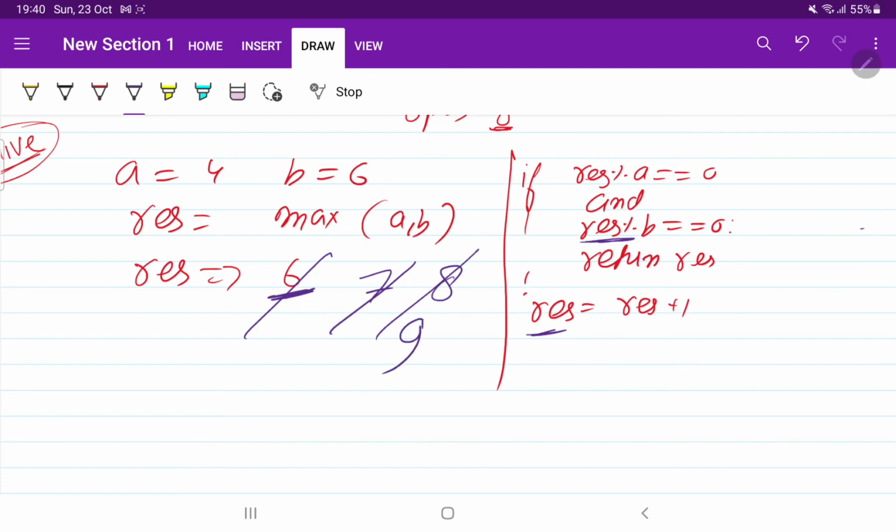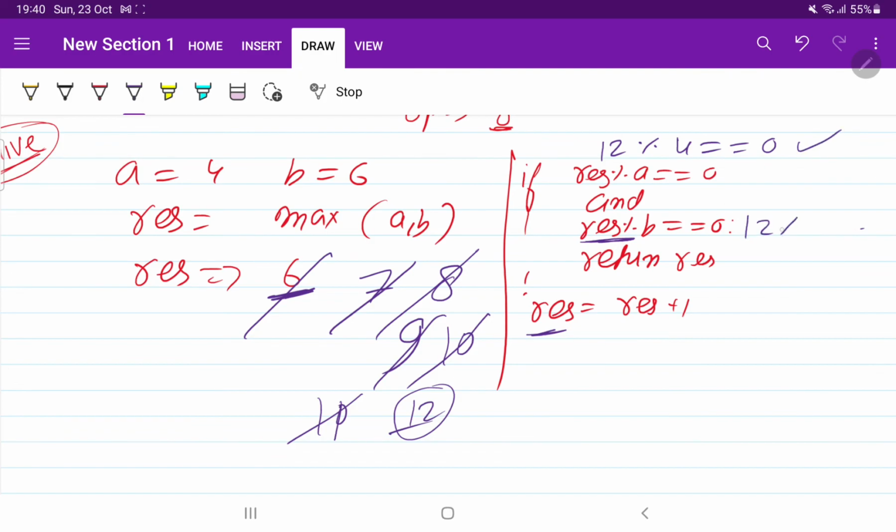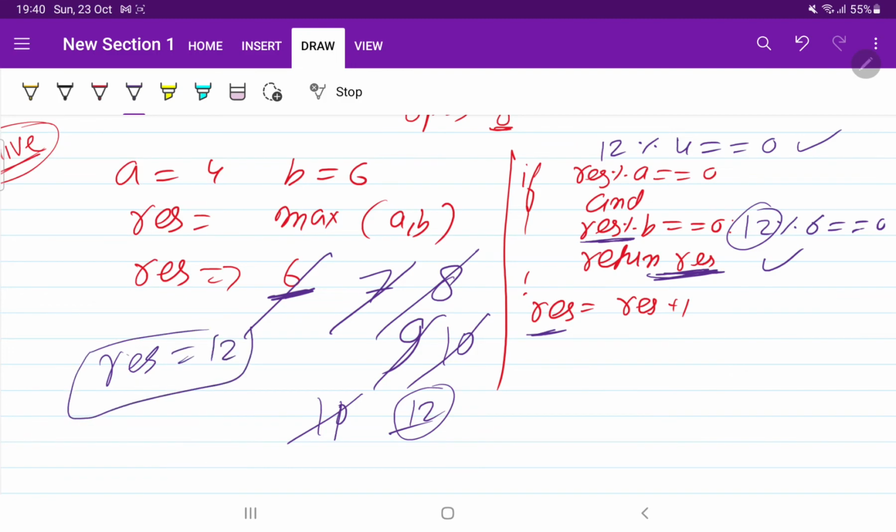So this is going to update it to 9, then 10, then 11. And when it comes to 12, 12 % 4 will be 0, yes, and 12 % 6 will also be 0, yes. So this time we will return the result. What is the result? In result our value was 12, so we will get the result as 12. This is the approach that should come to your mind.